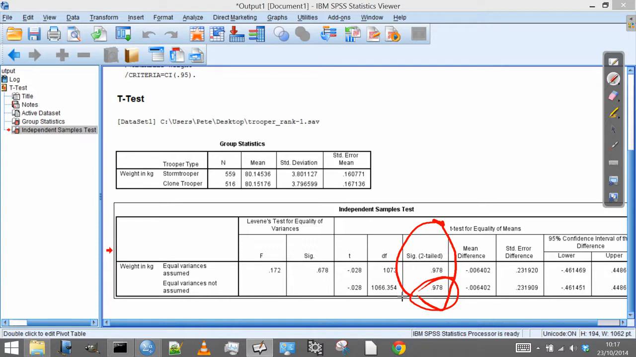Oh, there is no difference. And why? Okay, so we have this value, our p-value is greater than 0.05. Now, incidentally, how much variation do we get in this value? Does everyone see the same number that I see there, or do you all get different numbers? You'll get the same. Okay, so what we're going to do, firstly, we're going to write p equals 0.98, and therefore we accept the null hypothesis that there is no difference between the weight of clone troopers and stormtroopers.